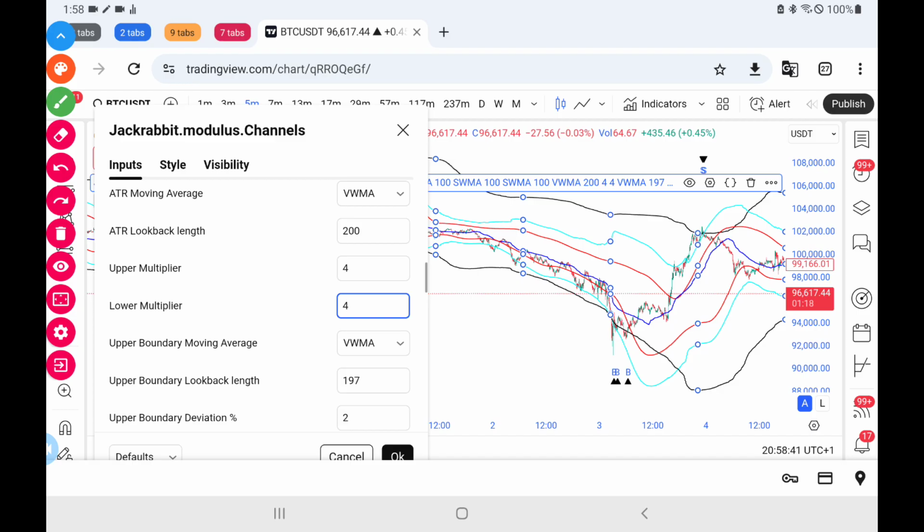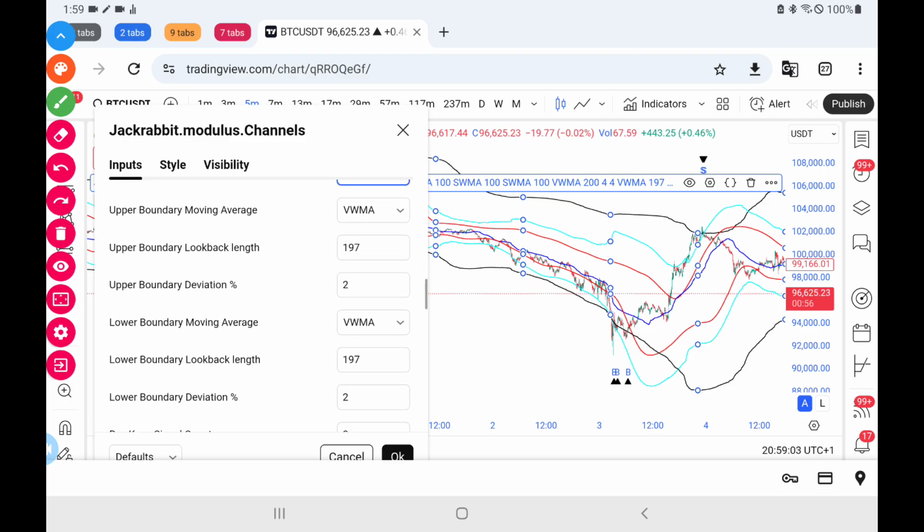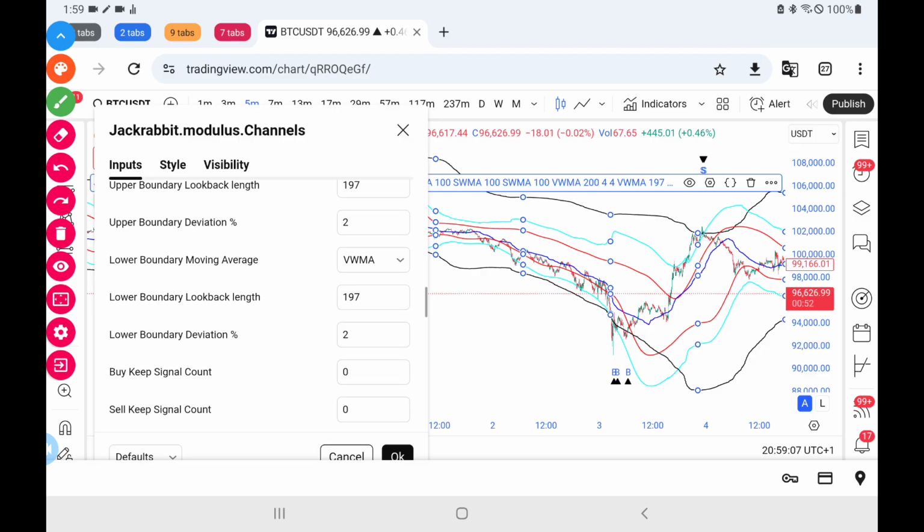So we have an upper multiplier and a lower multiplier that has changed. We see how volatility plays into the consequence of the channel itself. And we really have a very nicely tuned volatility scalping system. Now let's go and look at our upper and lower range again.